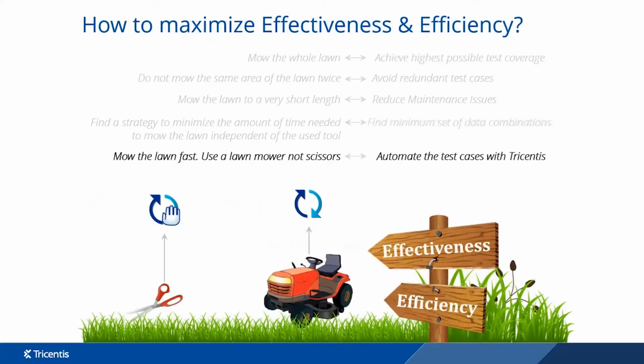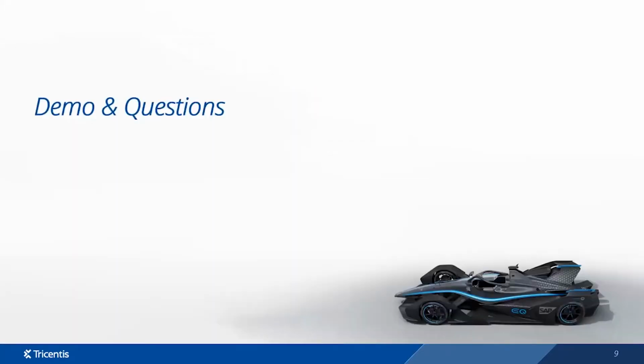And lastly, of course, we don't want to do it manually. We want to use a lawnmower. So we do want to automate where possible and be more efficient. So that was just a nice analogy to get us started. But we'll jump right in now, and we'll see a live presentation of how Tricentis' test case design works.